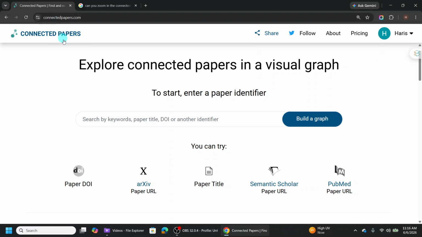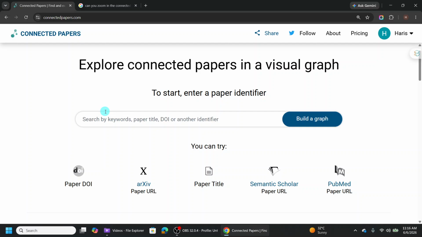I used to spend hours manually searching for research papers that were relevant to my work during my PhD studying days. Finding papers that supported my research was often frustrating and time-consuming. Fortunately, there is a much easier way now, that is connectedpapers.com, which helps researchers quickly discover related papers and understand how different studies are connected.